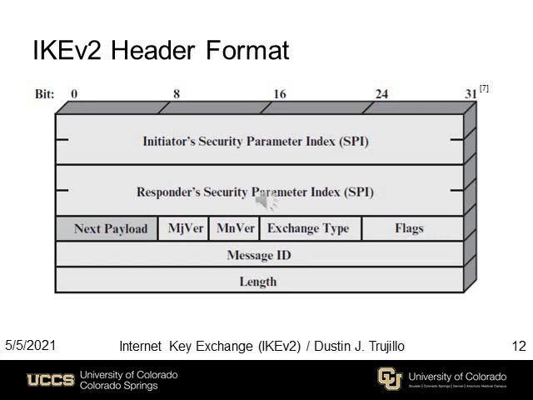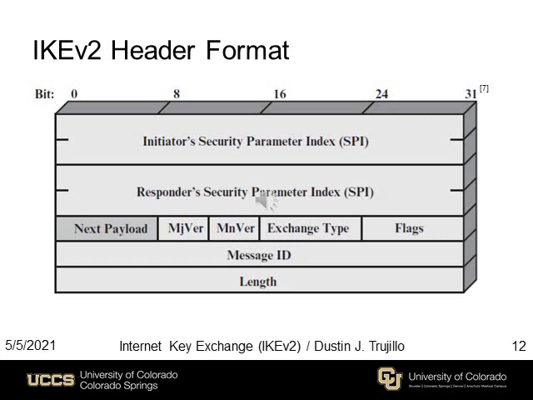The next payload is 8 bits. This indicates the type of the first payload in the message, and there will be more on this in the next slide. The major version and the minor version are both 4 bits, but the major version indicates the major version of the IKE in use, and the minor version indicates the minor version in use. With regards to the exchange type, that's 8 bits, and it indicates the type of exchange, and that is also discussed more in depth a little bit later.